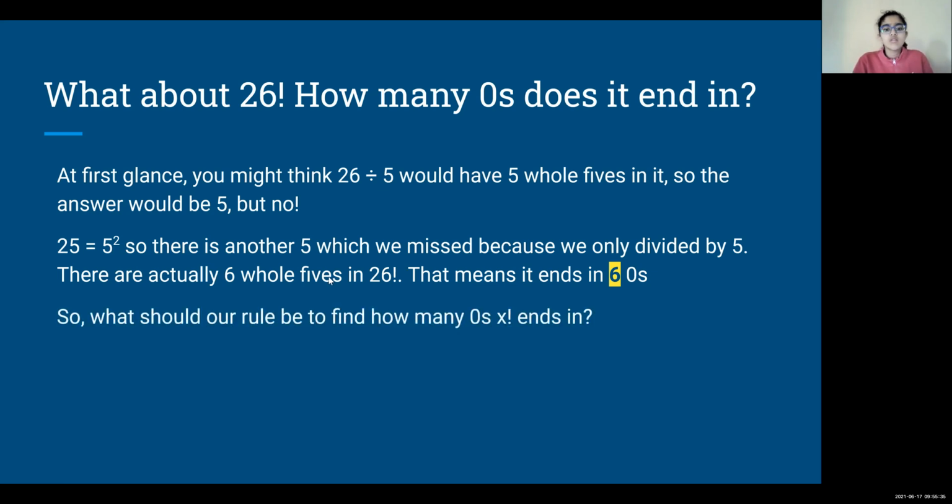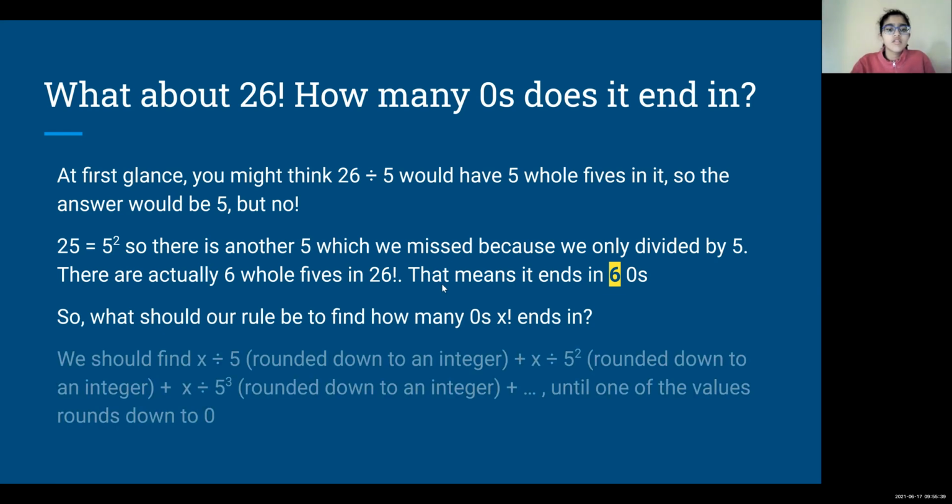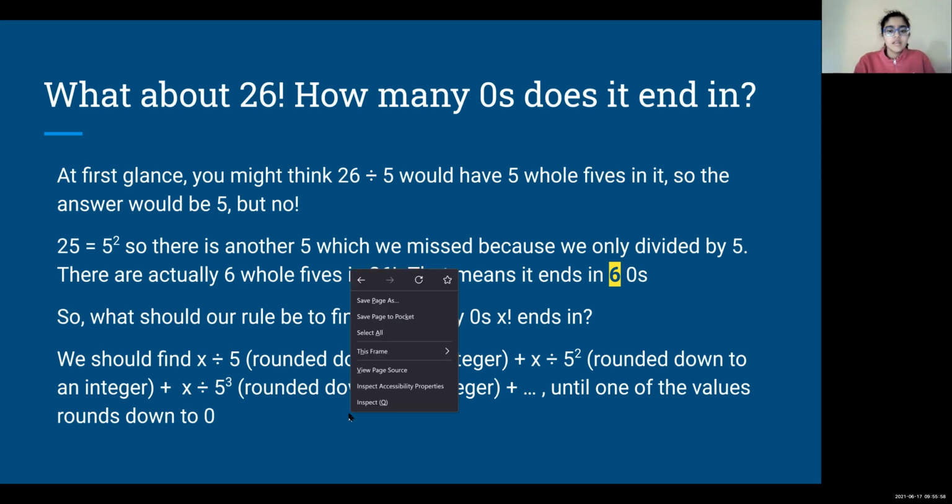So what should we do to find out how many zeros x factorial ends in? We should find x divided by 5 rounded down to an integer, plus x divided by 5 squared rounded down to an integer, plus x divided by 5 cubed rounded down to an integer, and so on until one of the values rounds down to 0. And then we just stop counting them.